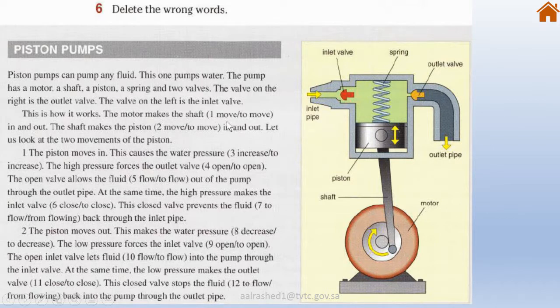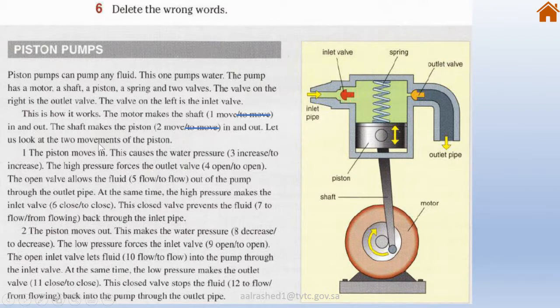So we have two choices. Which one should we use with makes? Should we add a preposition or not? Is the answer "move" or "to move"? Okay, the answer is move. We don't need "to" with make. Then: the shaft makes the piston move in and out. Okay, so we have makes again. We don't need "to". So the shaft makes the piston move in and out.